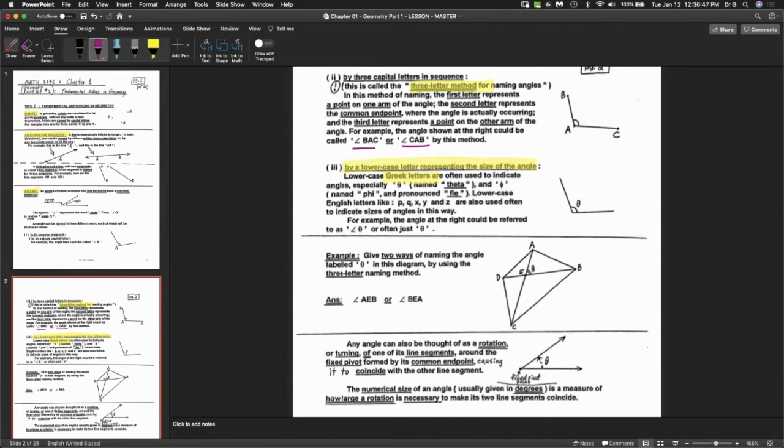So Denny, your 2 answers there, what did they have in common? What letter was in the middle? A. Thank you Janvi.